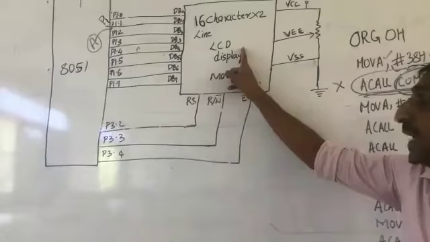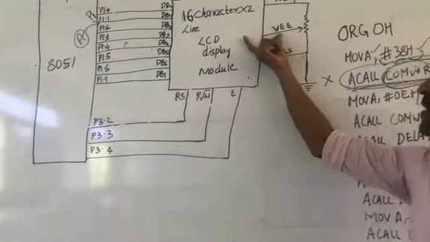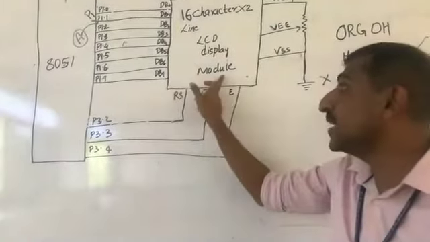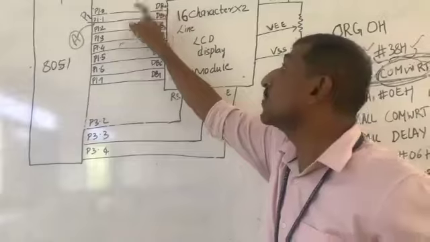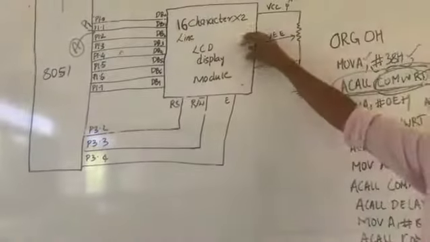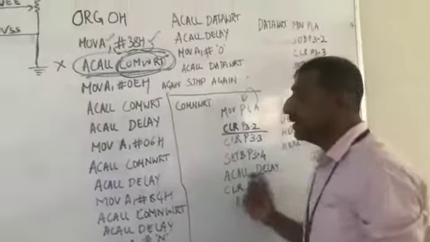Means you are making the LCD select the command register, and whatever now comes in DB0 to DB7 after the LCD gets enabled, whatever comes from port 1 to DB0 to DB7, that data gets stored in the command register. Fine? Okay. Next, what is the second thing that you need to do?